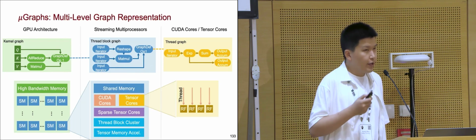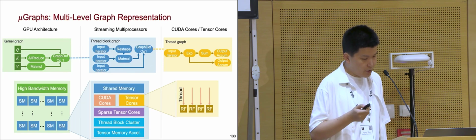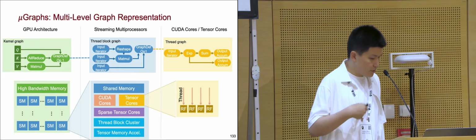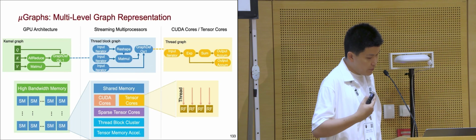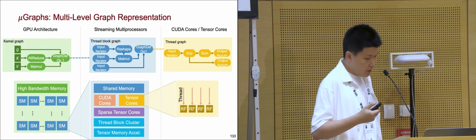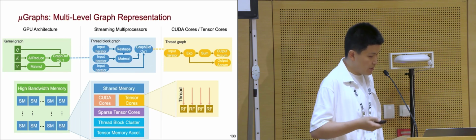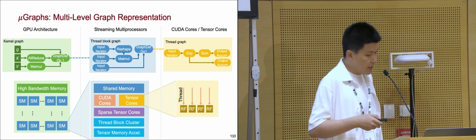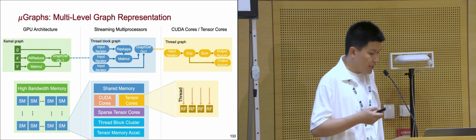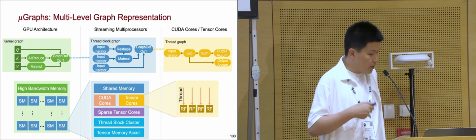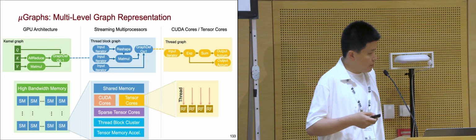In particular, each μGraph has a single kernel graph that describes the computation at the kernel level. Here each vertex represents a GPU kernel running on all streaming processors of a GPU, and it can represent a standard tensor algebra kernel such as matmul and reduce, supported by vendor libraries like cuDNN and NCCL.